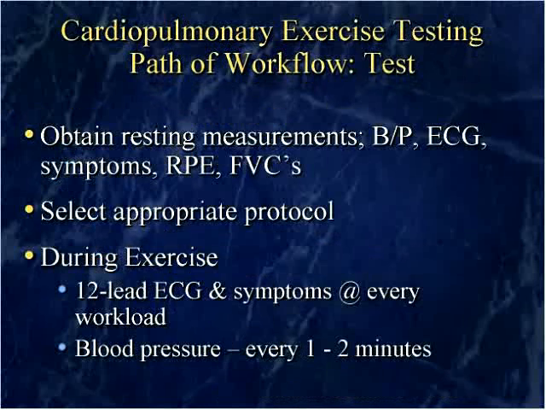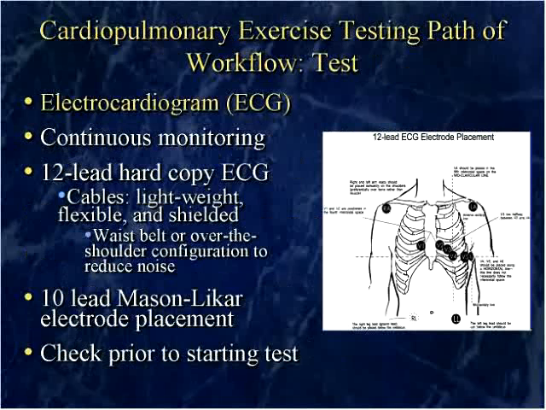During the test itself, you should start out by getting some resting measurements, their resting blood pressure, their ECG, their ratings of perceived exertion. They should have had spirometry or something on the forefront prior to the test itself, so we can look at ventilatory capacities and other parameters, breathing strategies and everything. You want to select the appropriate device and protocol, and then you want to exercise the individual, monitoring their electrocardiogram every workload and their blood pressure every 1 to 2 minutes.